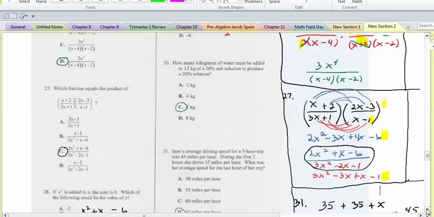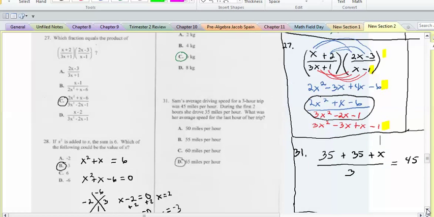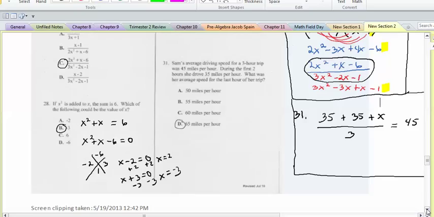28. Again, you might want to stop and study. Okay, so we have: if x squared is added to x, the sum is 6. So I went ahead and put it in a trinomial form where the x squared is first. So I wrote x squared plus x is equal to 6.